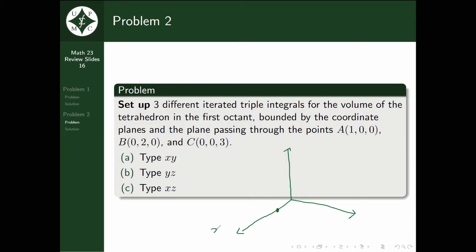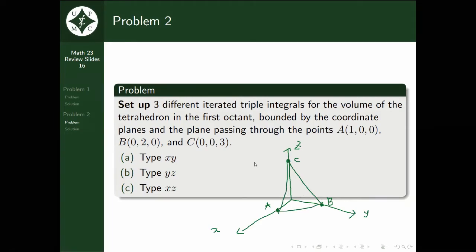Wait, let me just show that these are X, Y, and Z. A, and then here is B, and then up here is C. So we just have to have the plane that passes through all those points. So this is our tetrahedron.